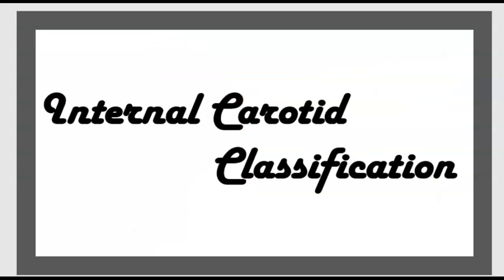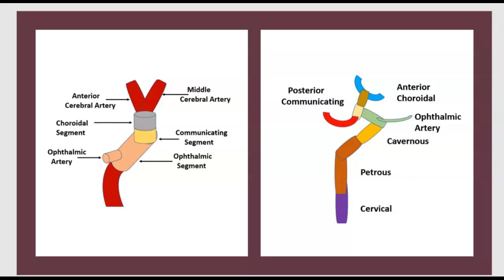Internal carotid classification. The classification has the following 7 segments. C1, cervical, C2, petrous, C3, lacerum, C4, cavernous, C5, clinoid, C6, ophthalmic, and C7, communicating. This classification is practical, accounts for new anatomic information and clinical interests, and clarifies all segments of the ICA.